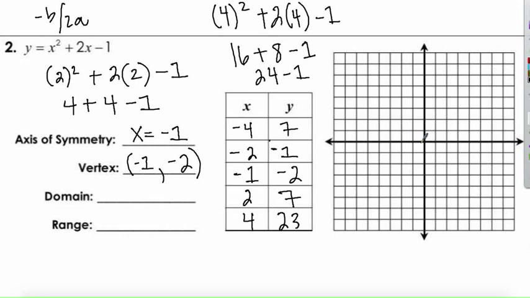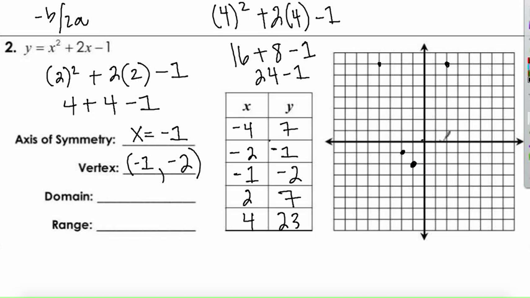So we've got negative 4 and then 7. 1, 2, 3, 4, 5, 6, 7. Negative 2, negative 1. We know our vertex was negative 1, negative 2, so this should be the turning point. Then we've got 2, 7, so 1, 2, 3, 4, 5, 6, 7. And then our next one should be 4, 23, which is way up there. Okay, so if you wanted to fill in the gaps, you could plug in some other points.